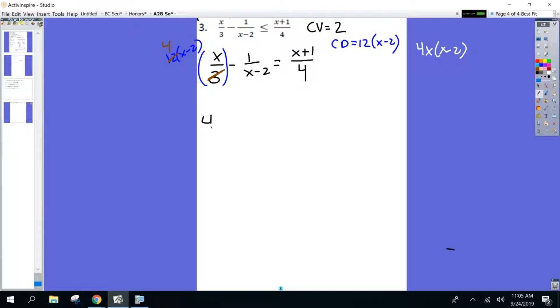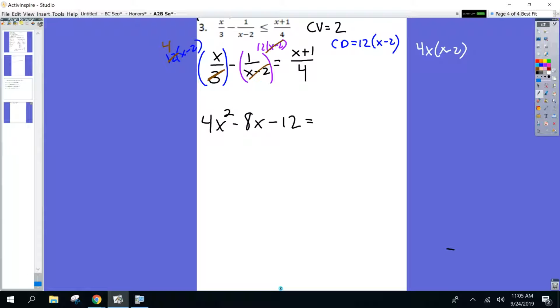4x squared minus 8x. Okay, that's just for this fraction. We still got 3 more to take care of. Questions? Keep going. Multiply this one by 12 times x minus 2. Now what cancels? Yep. So this one's real easy to multiply. It's just minus 12. All good so far.